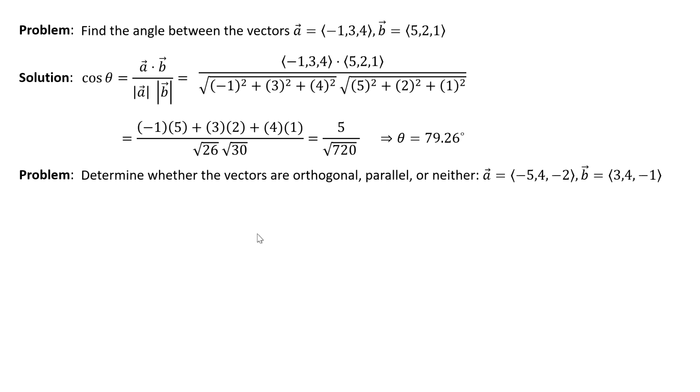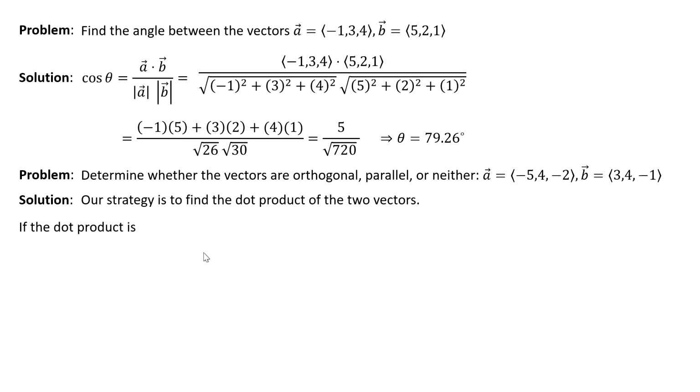The next kind of problem is: determine whether the vectors are orthogonal, parallel, or neither, given these two vectors. How do we do that? We're given two vectors and we're asked, are they orthogonal to each other? Are they parallel to each other, or neither? Any thoughts about that? And why is that problem showing up here in the dot product section?